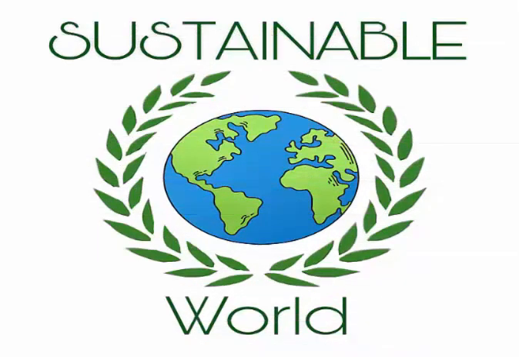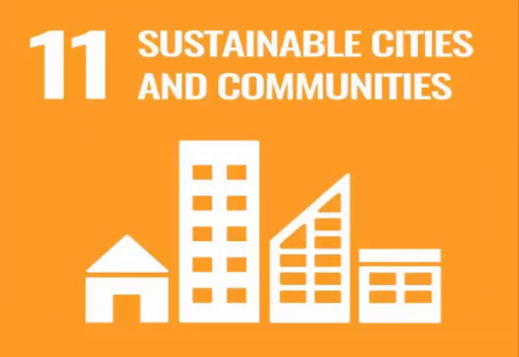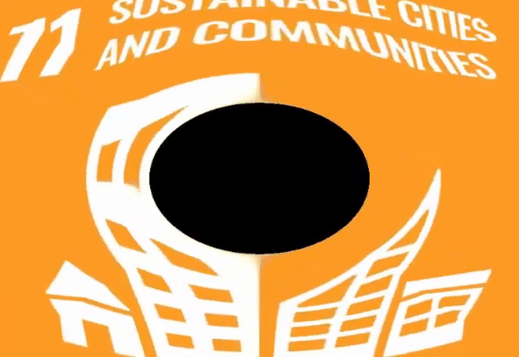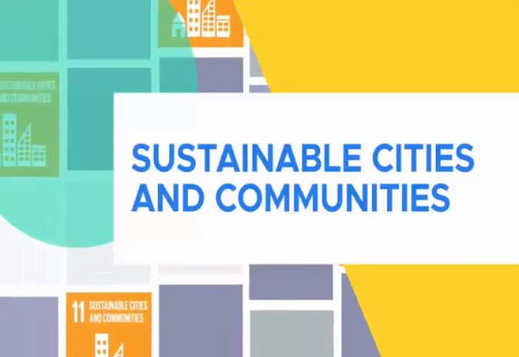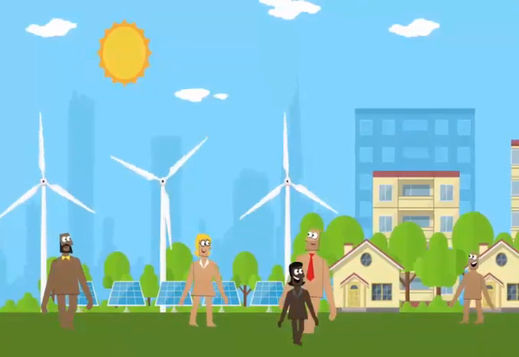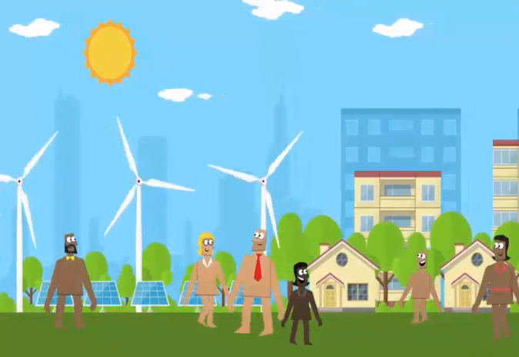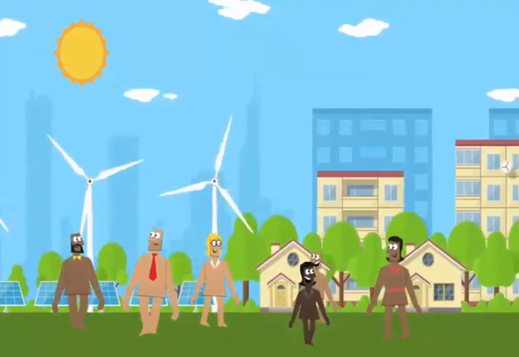The next SDG is SDG number 11, which is Sustainable Cities and Communities. It aims to make cities and human settlements inclusive, safe, resilient, and sustainable, and it has 10 targets. Target number 1. Ensure access for all to adequate, safe, and affordable housing and basic services and upgrade slums.